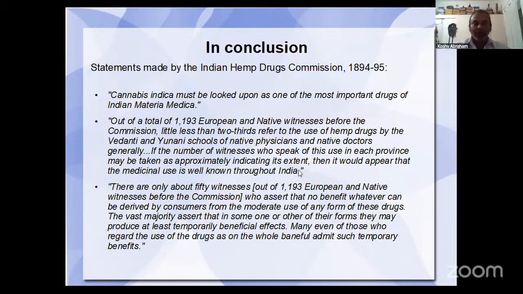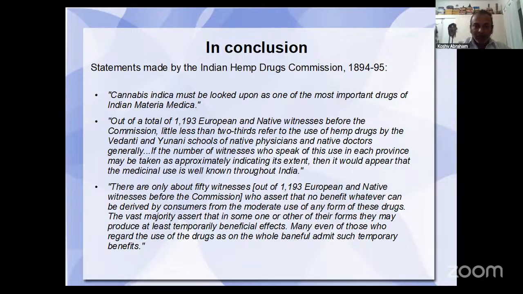Looking at all the evidence, the statement made by the Indian Hemp Drugs Commission was that cannabis indica must be looked at as one of the most important drugs in the Indian materia medica. It also said that out of the 1,193 witnesses who spoke, at least 2/3 knew about the use of cannabis as medicine, which shows that throughout India it was quite well known.